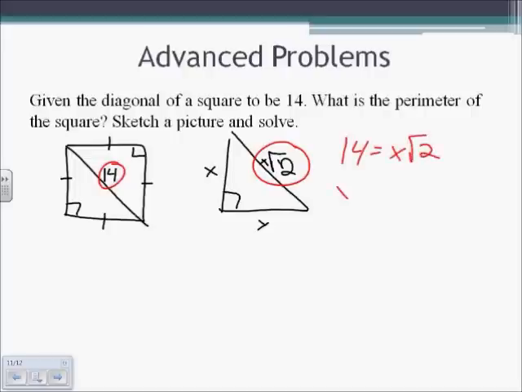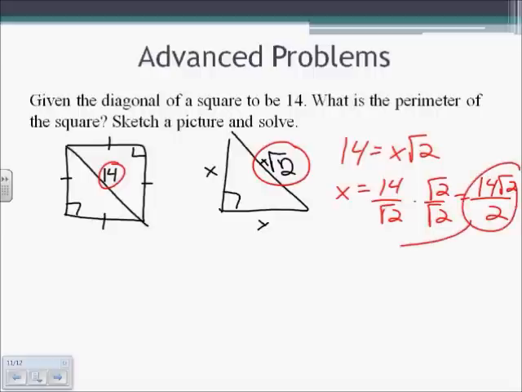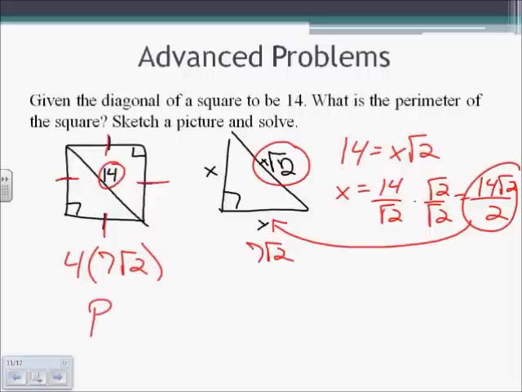X then is equal to 14 over the square root of 2. Multiply top and bottom by the square root of 2. 14 square root of 2 over 2 is my value for x. And that's my side. I simplify that down further, and I really have a nice number of the side length being 7 square root of 2. There are 1, 2, 3, 4 sides to my square, so therefore I'll take 4 times 7 square root of 2 to find my perimeter. So my perimeter, final answer, 28 square root of 2.